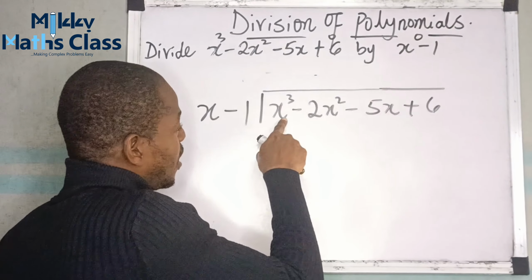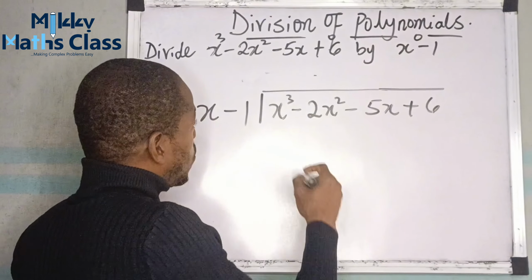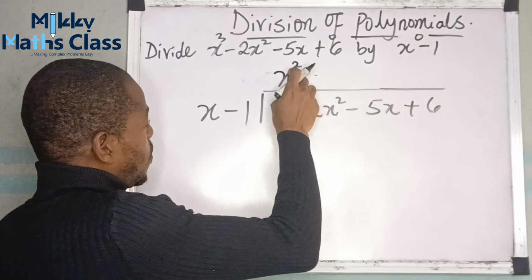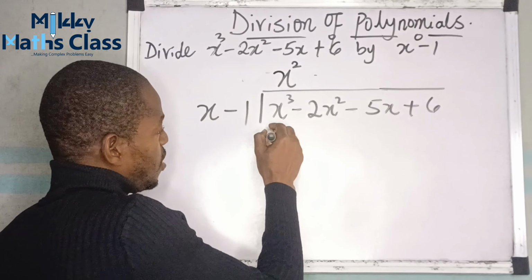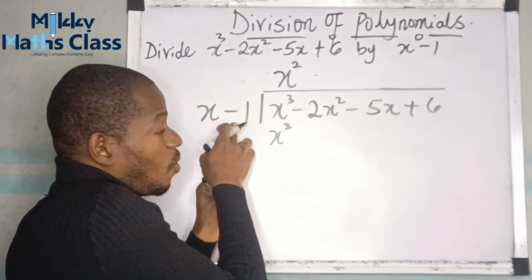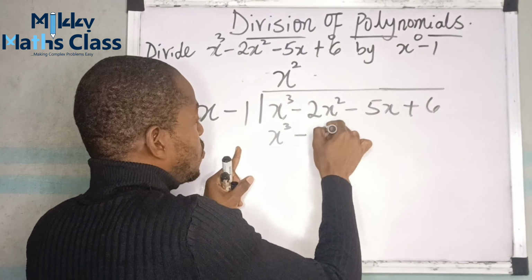Now, x in x to the power of 3 is x squared. So you put your x squared here. Now, x squared times x is x to the power of 3. Now, x squared times negative 1 is negative x squared.